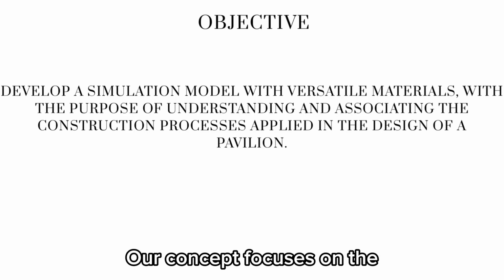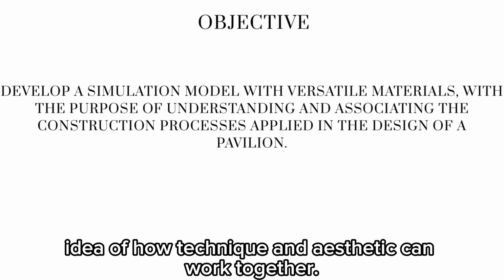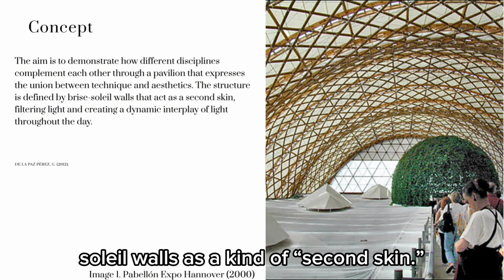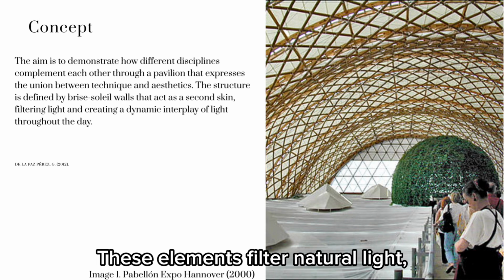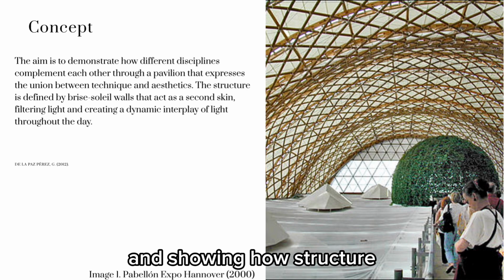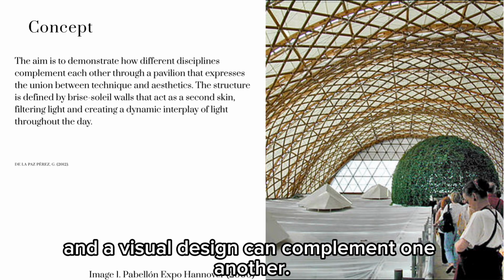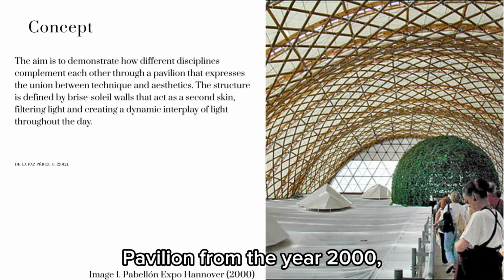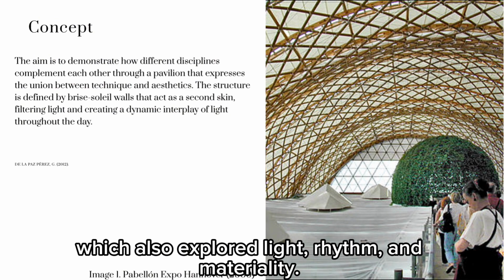Our concept focuses on the idea of how technique and aesthetic can work together. The pavilion uses brise-soleil walls as a kind of second skin. These elements filter natural light, creating a changing pattern throughout the day and showing how structure and visual design can complement one another. The inspiration comes from the Hanover Expo Pavilion from the year 2000, which also explored light, rhythm, and materiality.